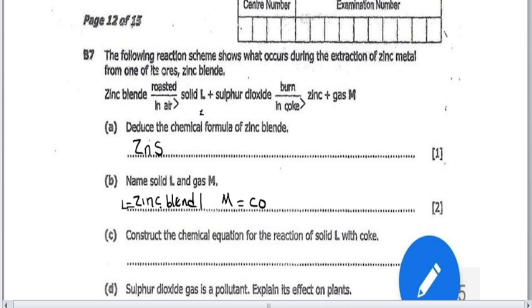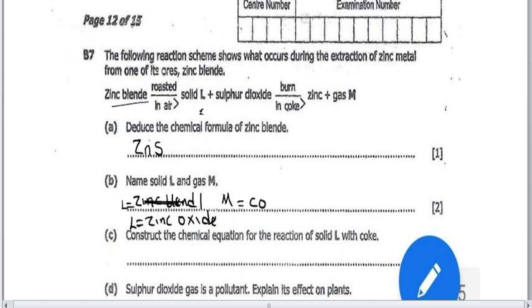Let's see, did I say zinc? No. You are roasting zinc blende in air. No, you are not getting zinc blende. So solid L is not zinc blende, but it's zinc oxide. I made a mistake here. L is zinc oxide, not zinc blende, because the zinc blende was the one being roasted in air, which has oxygen, to give zinc oxide.